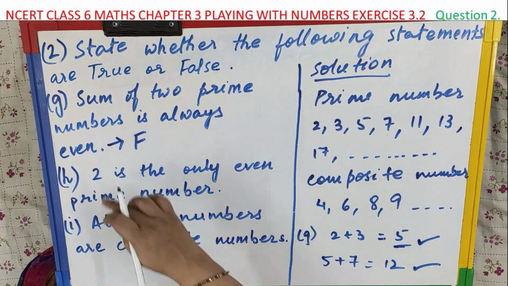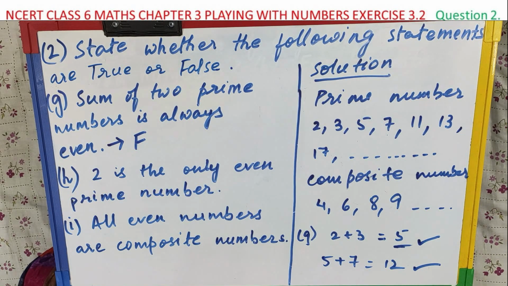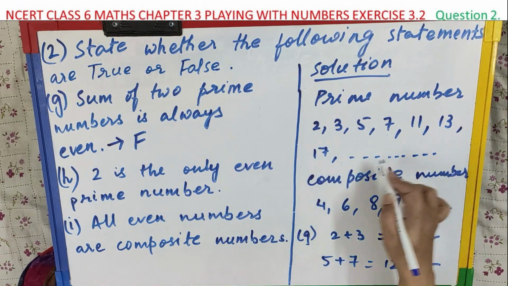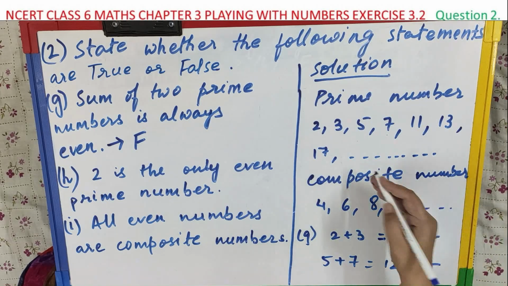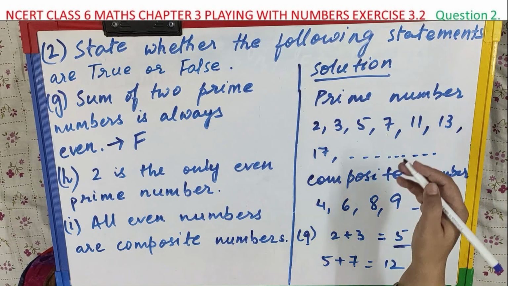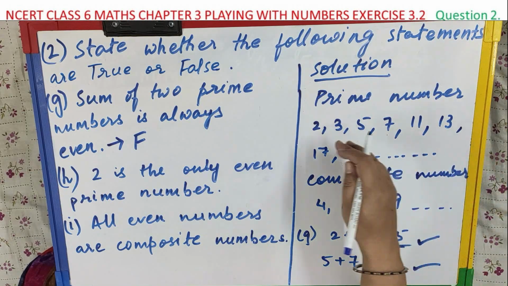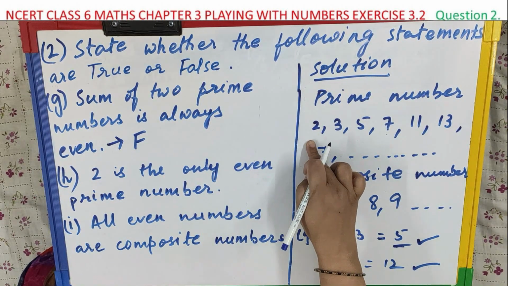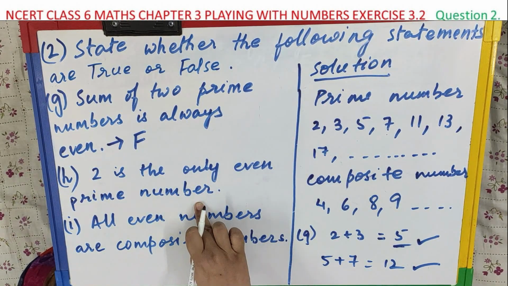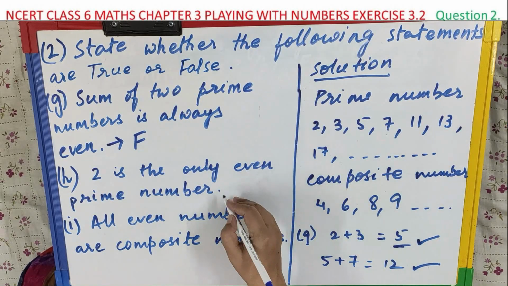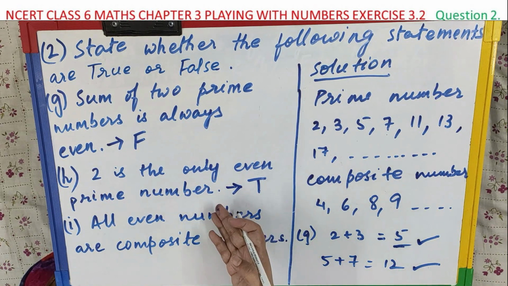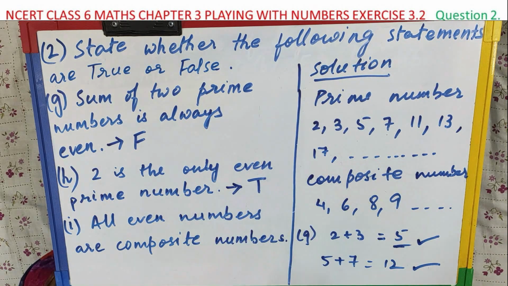Now let us see this question, part H. 2 is the only even prime number. See, 2 is the only even prime number. The rest of all prime numbers are odd numbers. If you go on writing the prime numbers, you will find that all the other prime numbers are odd. Only 2 is the prime number which is even. So this statement is true. This is the correct statement, because 2 is the only even prime number. Other prime numbers are all odd.